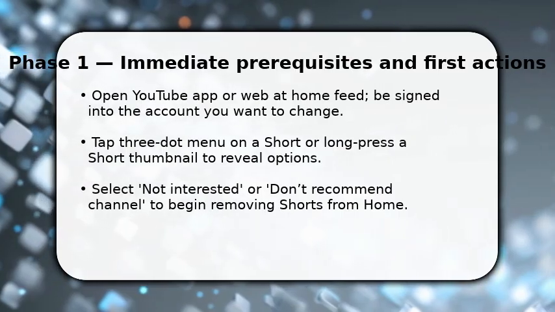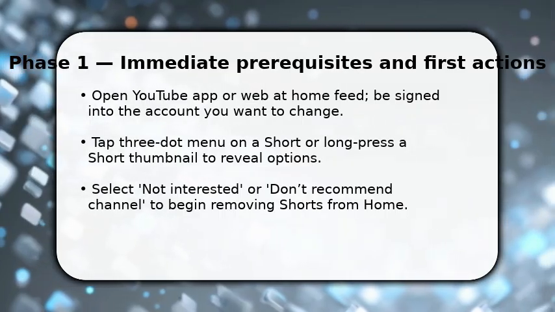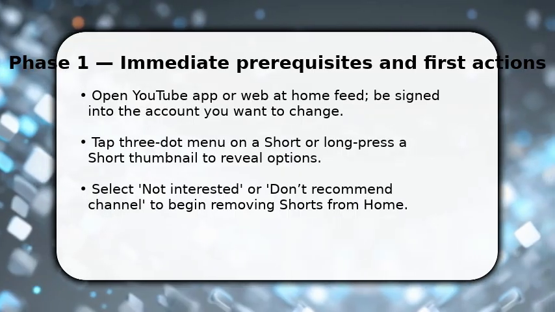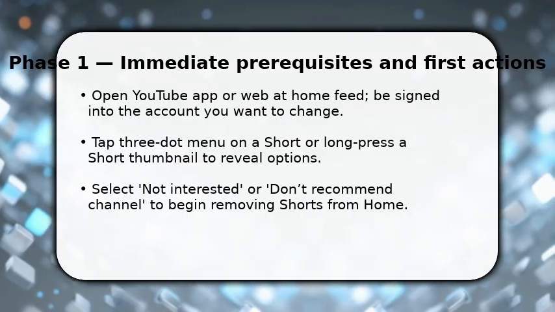Once done, choose Not Interested or Don't Recommend channel to remove that short and teach YouTube about your preference. This starts the signal loop that reduces similar content. Make sure to act on multiple shorts so the algorithm learns your choices faster.